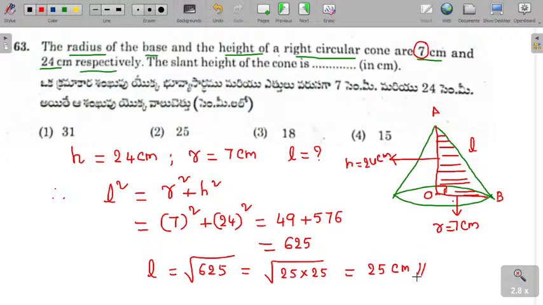So Madhu, please check your answer. That means the second option is the right option. Second option is the right option. So this is the solution. You can go through this question. I hope it's very clear to you.